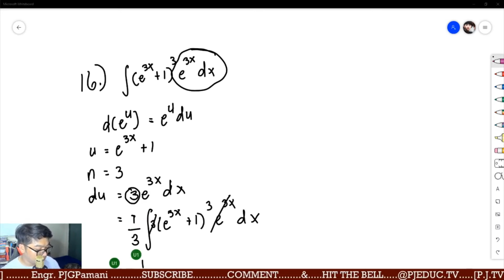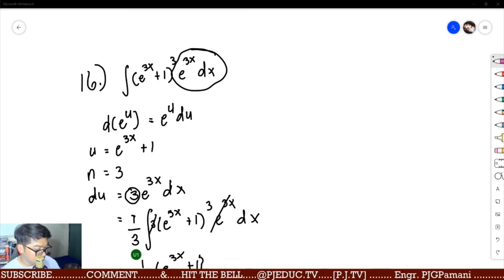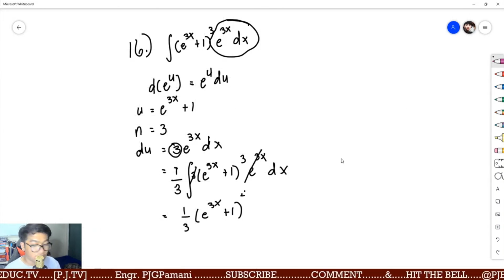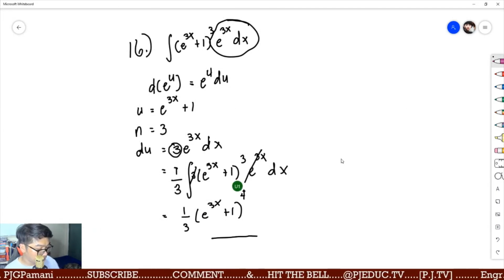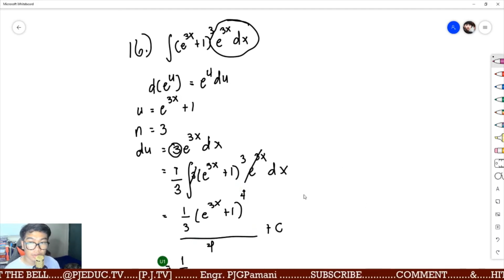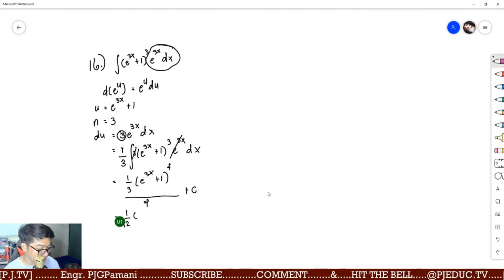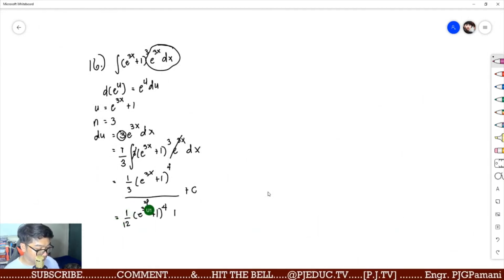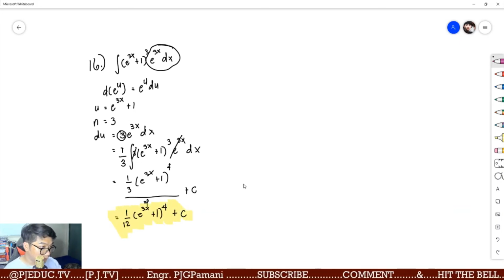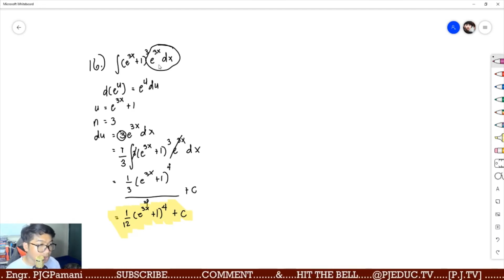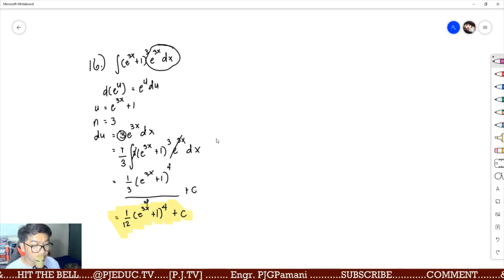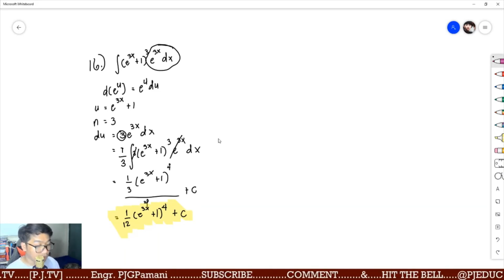So, I just have to do this one na lang. (e raised to 3x plus 1) raised to 3 plus 1 is 4, all over 4, plus c. Or, that is 1 over 12 (e raised to 3x plus 1) raised to the 4th plus c. Tapos, kung medyo masipag ka, expand mo, tapos multiply mo sa loob yung e raised to 3x. Pero ang tanong sa problem, express in the most simplest form. So, ganyan na yung inyong final answer.